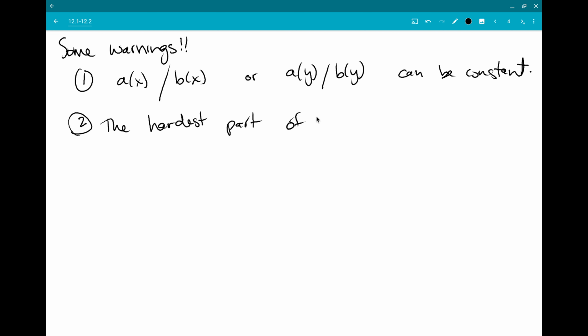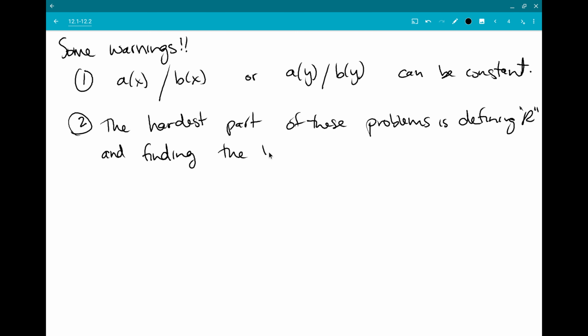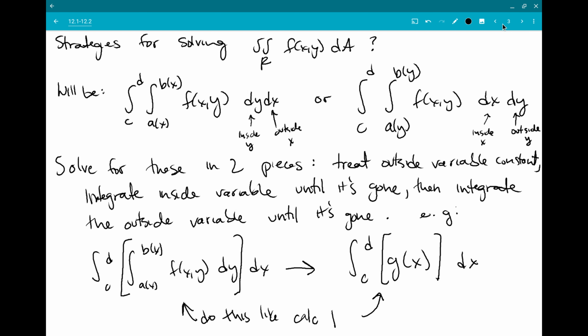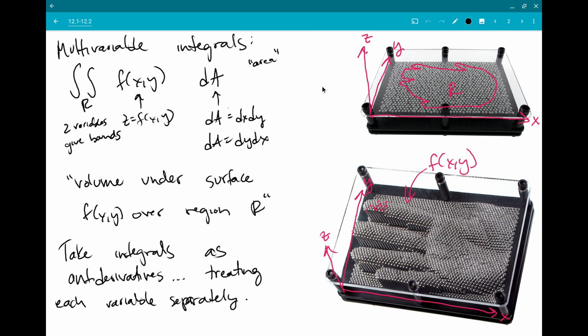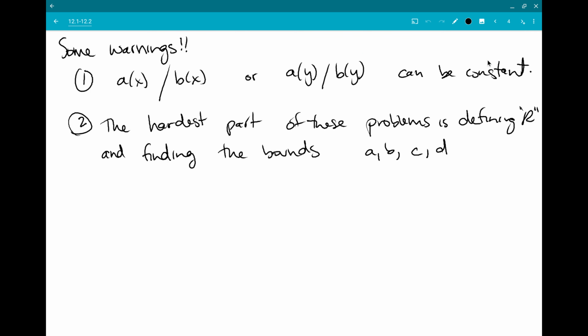The hardest part of these problems is defining your region R and finding the bounds A, B, C, and D. So this A of X, B of X, C to D, or A of Y, B of Y, C to D is describing this shadow I talked about in terms of functions. And that gets to be really difficult once you start being given more complicated functions. And so I just want to sketch some pictures of kind of what you'll look for.